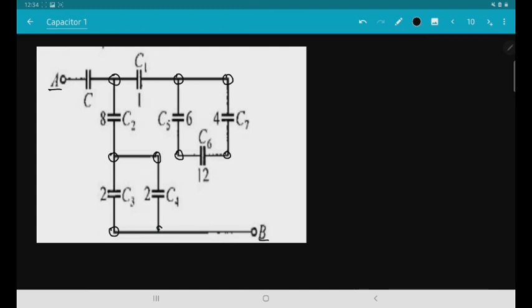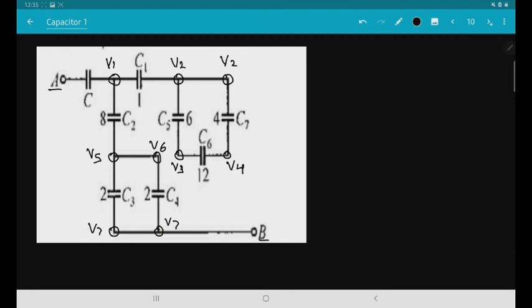Here we have an intersection of two wires. So let us assign this node as V1, this will be V2, there is a wire in between, so this will also be V2. Here we can assign V3, this will be V4, here we can write V5, V6, V7, and this will be the same V7. So from this we will try to understand which capacitances are in series and which are in parallel.